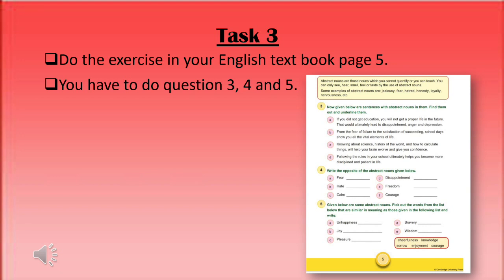This exercise is based on abstract noun. You have to identify the abstract noun in the sentence and you have to complete these 3 questions in page 5. And remember to take a clear picture of your task 1, task 2 and task 3 and send it to your class teacher.